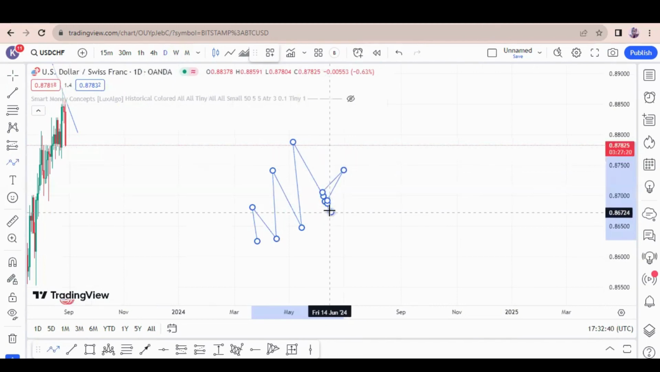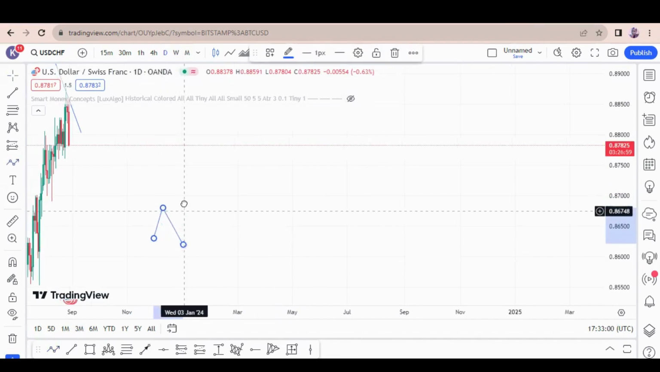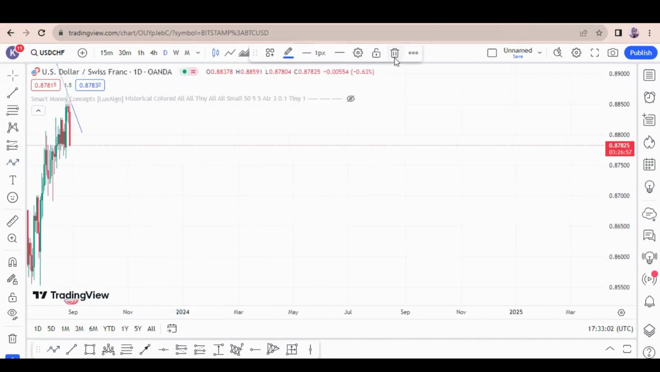I don't know what this thing is doing here. Let me just delete. I don't know why this thing is misbehaving, so apologies on that. I don't know why this thing is not staying in one place, but let me do it again.